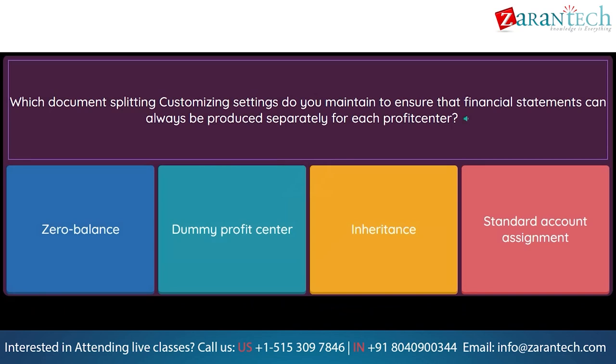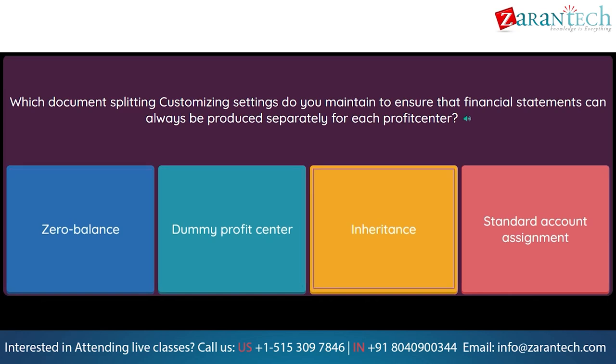Question: Which document splitting customizing settings do you maintain to ensure that financial statements can always be produced separately for each profit center? Option 1: Zero Balance. Option 2: Dummy Profit Center. Option 3: Inheritance. Option 4: Standard Account Assignment.